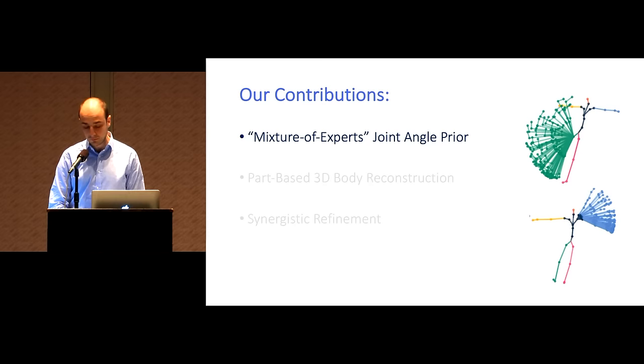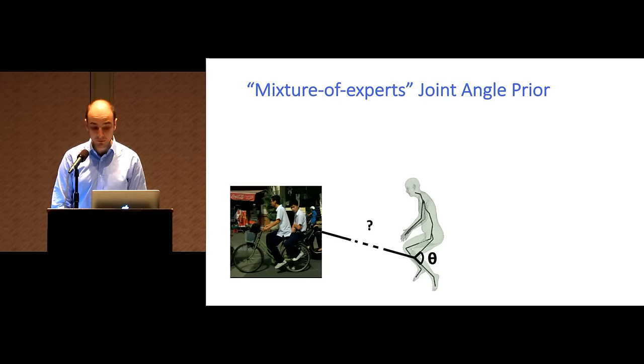Firstly, we introduce a simple and effective angle regression strategy that ensures our pose predictions are anatomically plausible. Our problem is that when we're predicting joint angles from the image, implausible 3D joint configurations can still project correctly to 2D. To handle this, we introduce a new regression layer that constrains our angles to plausible predictions.